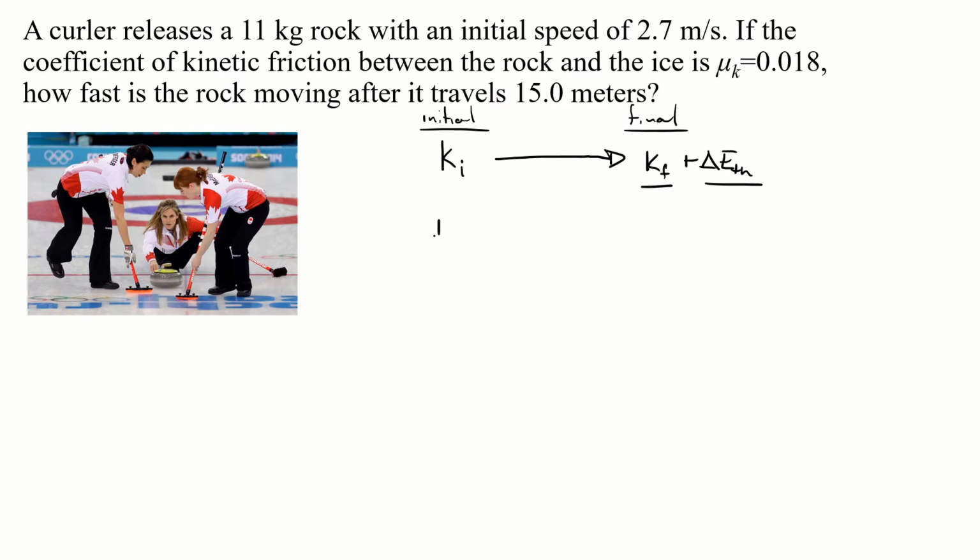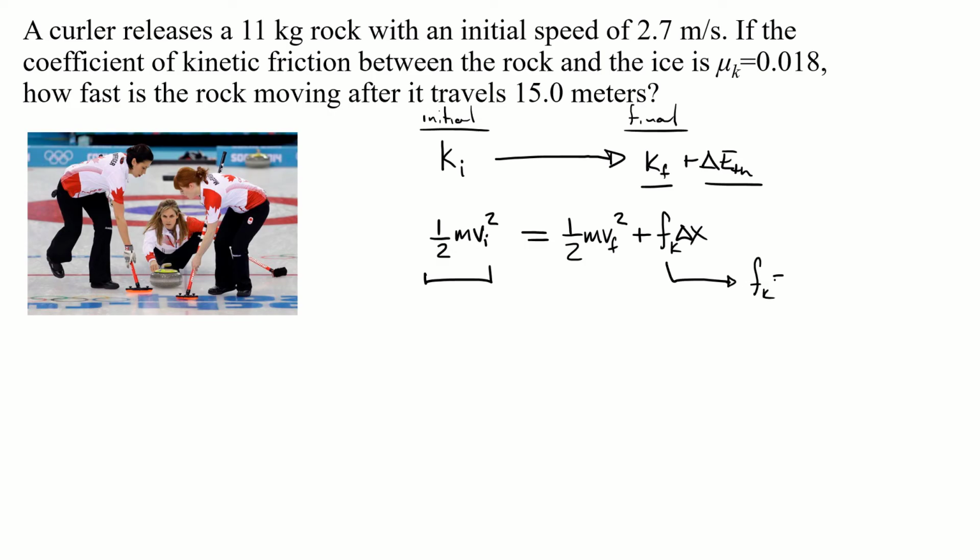So what we're going to have is 1/2 the mass of the rock times its initial speed squared, its initial kinetic energy, and that's going to be equal to 1/2 m v squared for its final kinetic energy plus the increase in thermal energy, which is just the force of kinetic friction times delta x, right? We've been given all of this information. We've been given enough to figure out that, right?